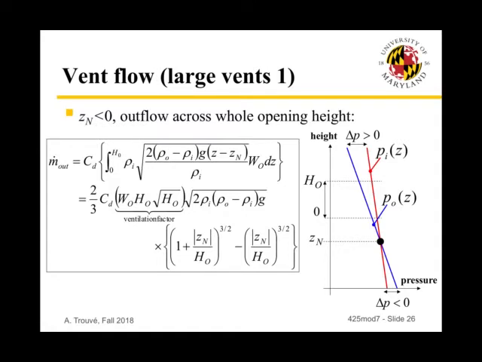So let's look at the first situation. The neutral plane elevation, in a complex building, may be determined by all the vents present in the building. So the neutral plane elevation may be set up by some other compartments, by the entire building structure. So if this neutral plane elevation is smaller than 0, then we expect outflow only through the opening. And we are going to have to calculate the mass flow rate in a slightly different way, because now the vent has a finite size.